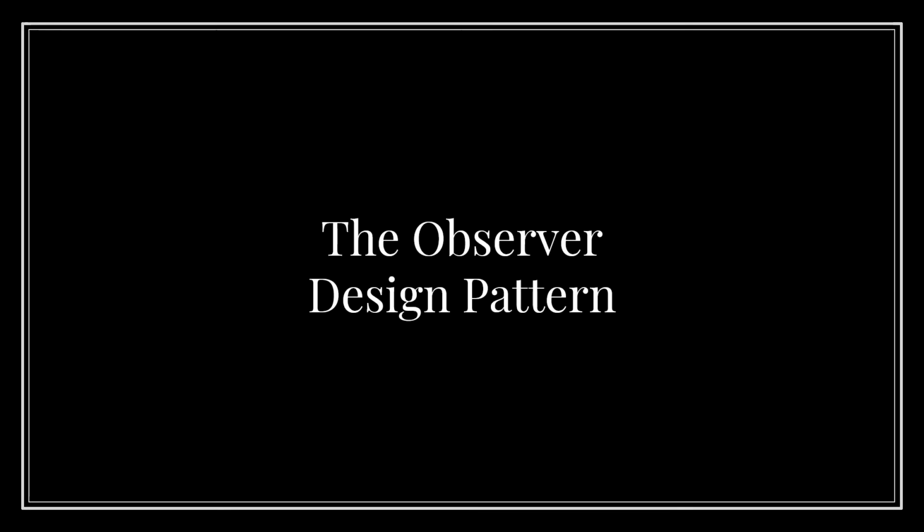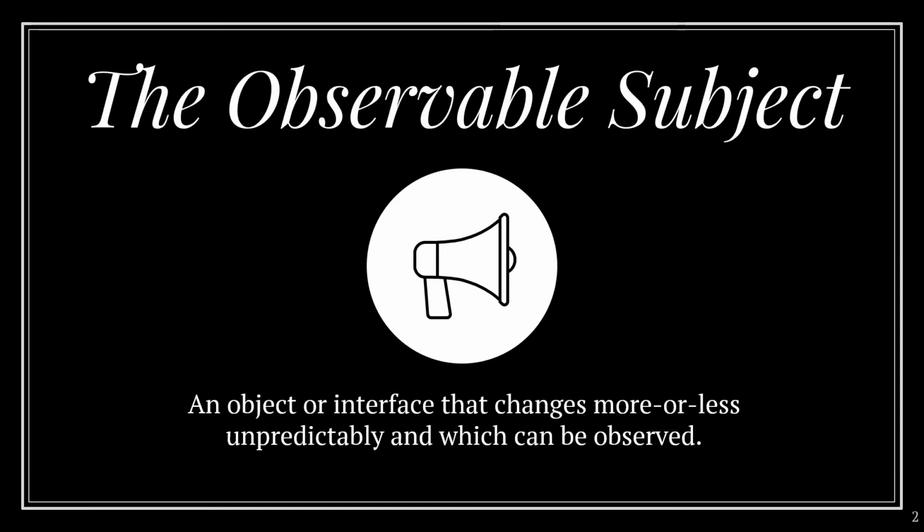Hello everyone. Today, I'm going to be talking about what is known to be the observer design pattern typically used in event-driven systems. When talking about the observer design pattern, it's important to talk first about its two critical parts, the first being the observable subject. This is an object that can change state, usually unpredictably, but which can be observed.